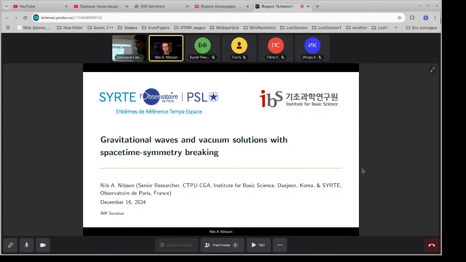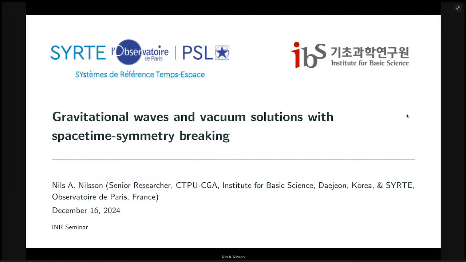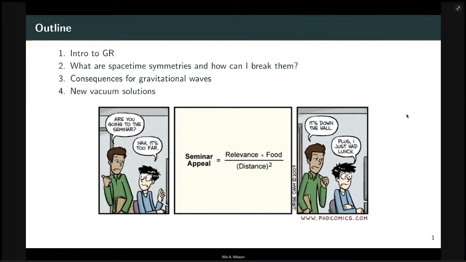Okay, thanks very much for the introduction and the invitation. I will tell you a little bit about a very exciting field of research, in my opinion, and some recent results in gravitational wave observables and, if I have time, some vacuum solutions that we recently derived. Very briefly, let me introduce what I'm going to tell you. Although I doubt that anybody in the audience needs it, we're going to summarize general relativity in one slide. Then I'll describe what spacetime symmetries are, and how I can break them in a way that makes sense. And then some consequences for gravitational waves and gravitational wave astronomy.